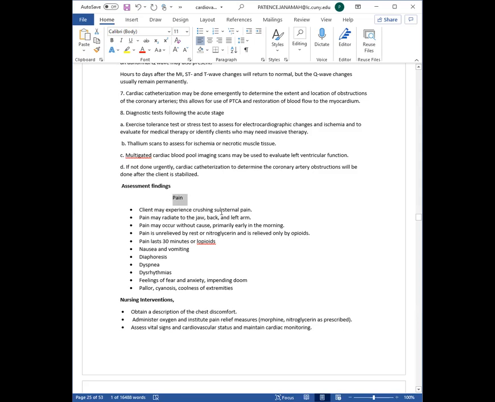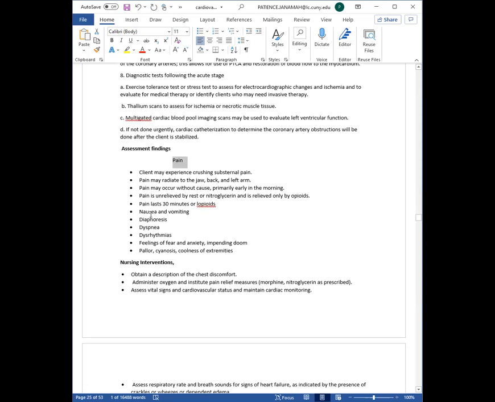NCLEX is presenting you a client that just came in and said, I have pain that started 1 hour ago in my chest. It starts from the left side of my upper chest, and the pain radiates to my left jaw, and it moved to my back, and this arm feels weird. Those are the symptoms the patient is telling you. So the pain lasts for 30 minutes or more.